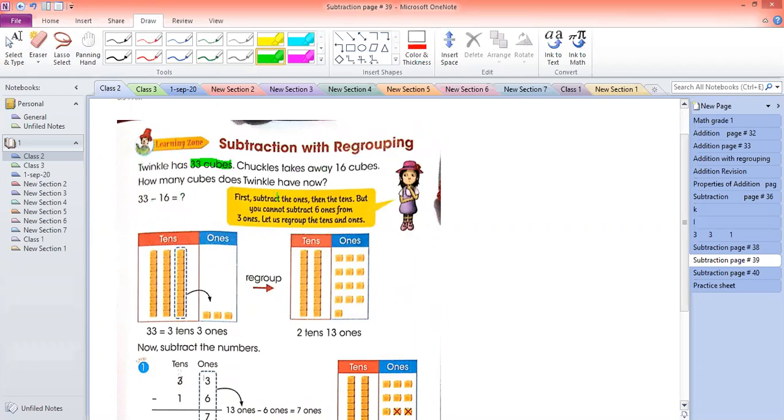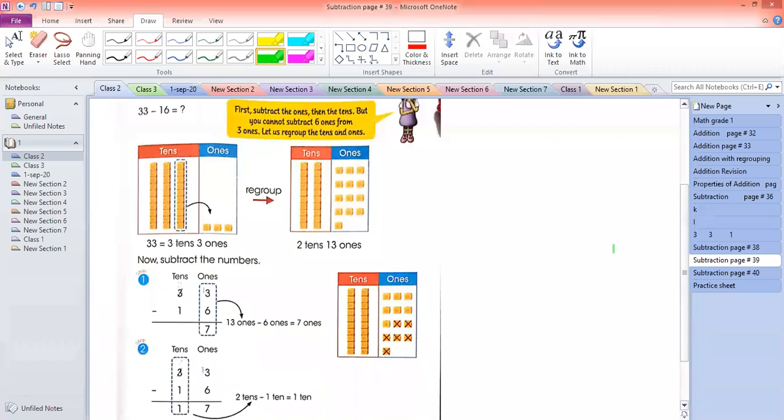What you will do, you will subtract the ones first. But if you see, when you write 33 and 16, you subtract the ones number first, but there is 3 and there is 6. If you check here in the figure, this is 33. In 33, how many tens are there? 3 tens, 1, 2, and 3. And how many ones are there? 3 ones. So 3 tens and 3 ones means 33.